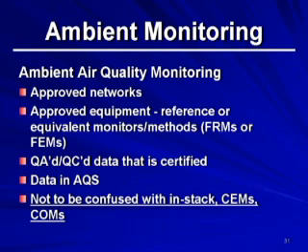Ambient air quality monitoring. You need an approved network and approved equipment. The approved equipment can be referred to as a reference or equivalent monitor and methods. So sometimes you hear people talk about FRMs, federal reference methods, or federally equivalent methods. As a matter of fact, in the ozone world, we can find up to as much as 90% of the monitoring being done with equivalent methodologies.